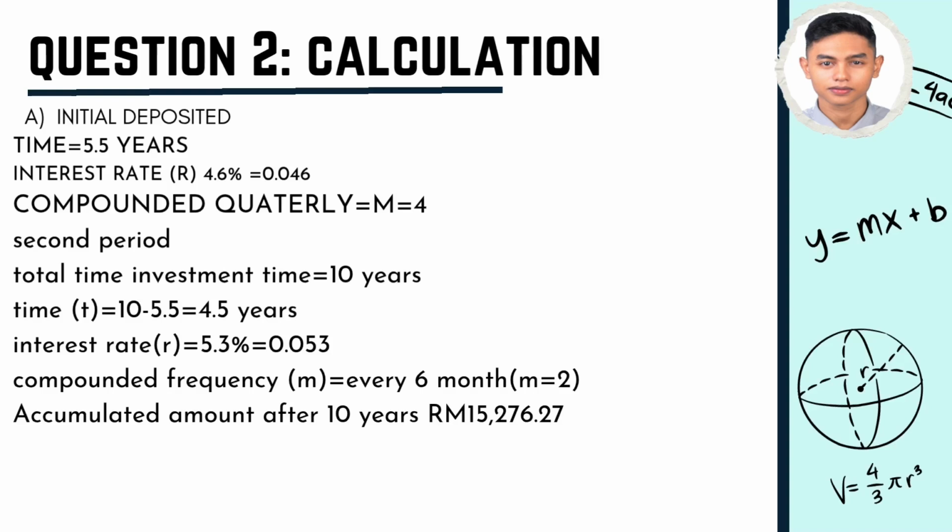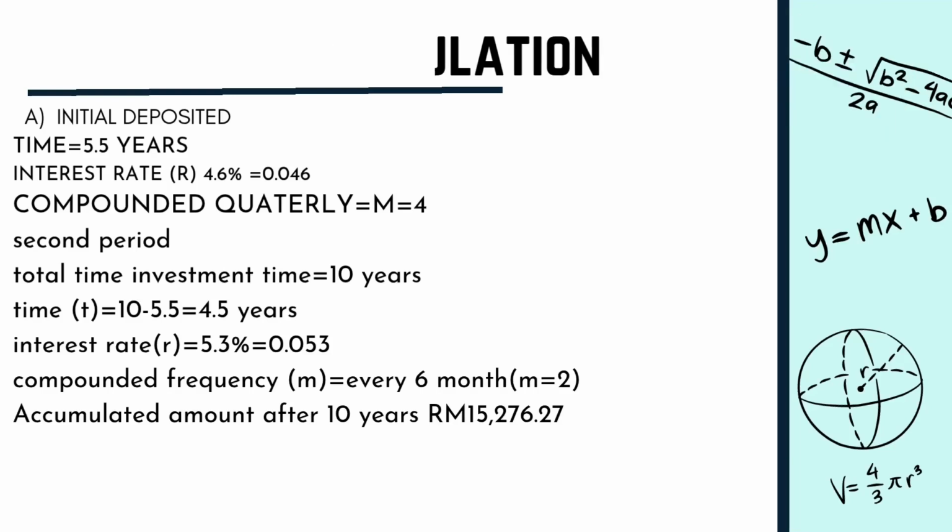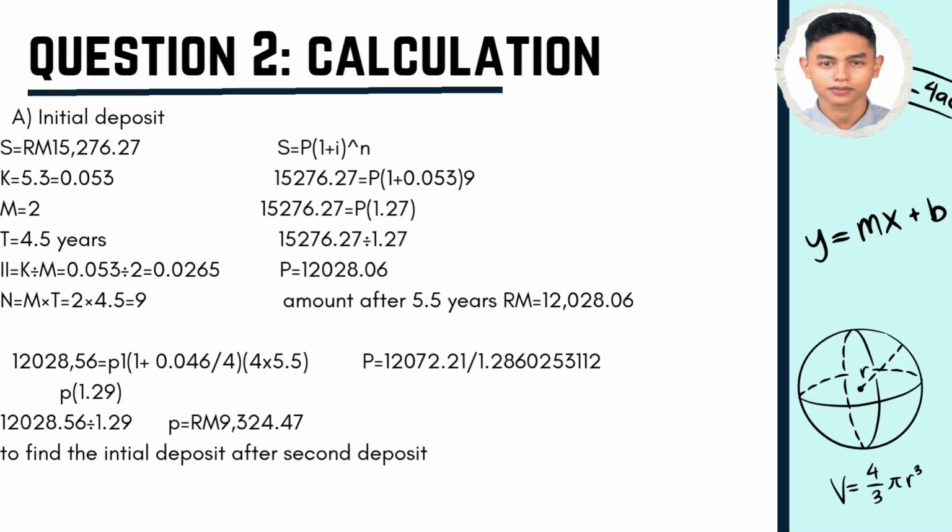So for the second period, interest rate K is 0.053. For this, compounded every 6 months, M is 2. So the accumulated amount after 10 years is 15,276.27. A, initial deposit. S is 15,276.27. The K is 0.053. The M is 2, compounded every 6 months. The time is 4.5 years. To find the I, K must divide M. You will get 0.0265. To find the N, M must multiply T. 2 multiply 4.5, you will get 9.